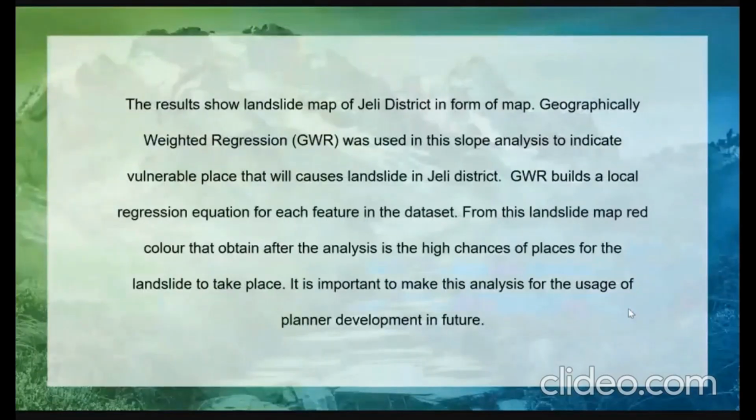Okay, so now you can see that the result shows the landslide map of the Jeli district in the form of the map. Geographically weighted regression was used in this slope analysis to indicate the variables that will cause landslides in Jeli district. So it builds a local regression equation for each feature in the dataset. So from this landslide map, okay, we can see that the outcome of the analysis is the high chance of places for the landslide to take place. So it's important to make this analysis for the use of planners in development in the future.